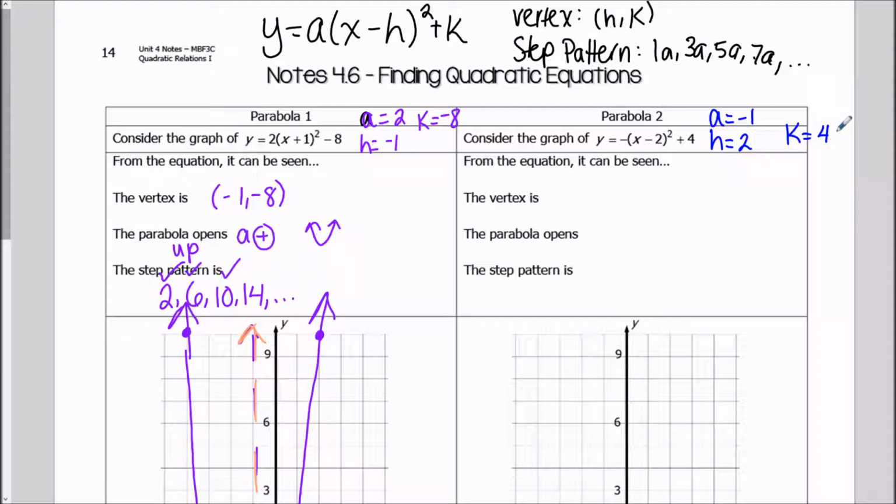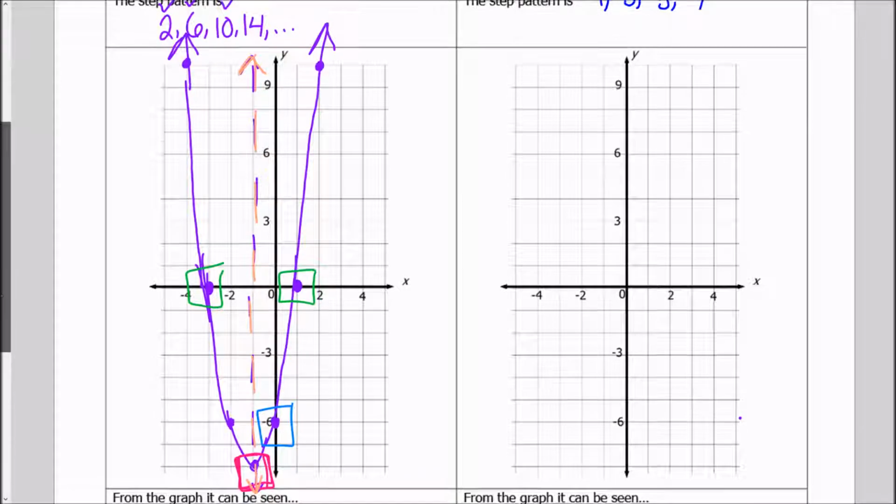So from the equation it can be seen that the vertex is (2, 4) because it's always (h, k). Since a is negative, the parabola opens down. And then the step pattern is 1 times a, which is -1, 3 times a is -3, 5 times a is -5, 7 times a is -7. So let's go ahead and graph this out right here.